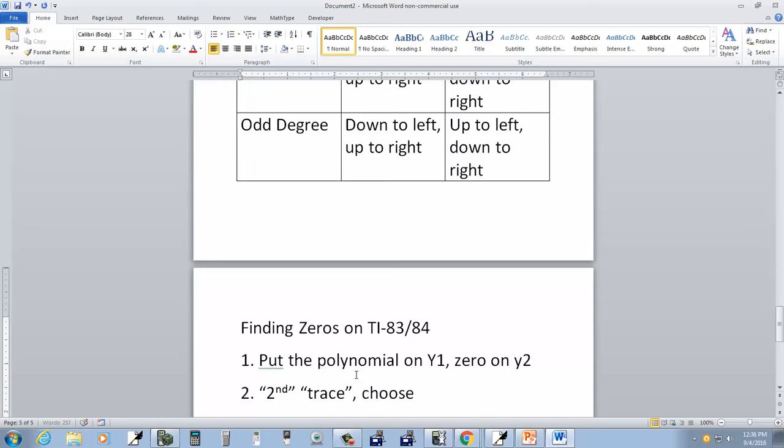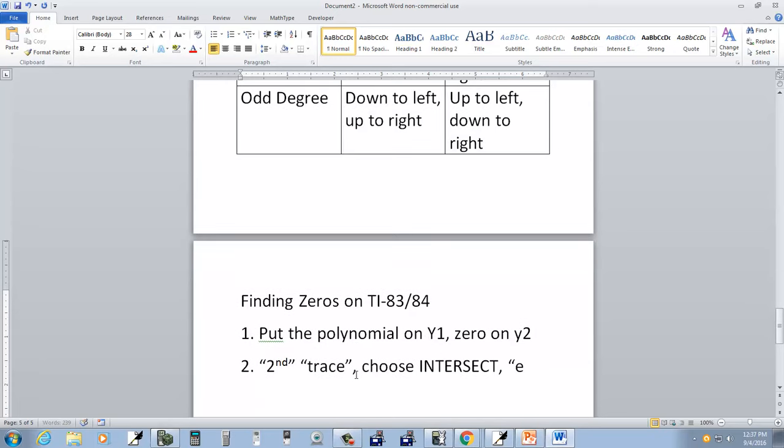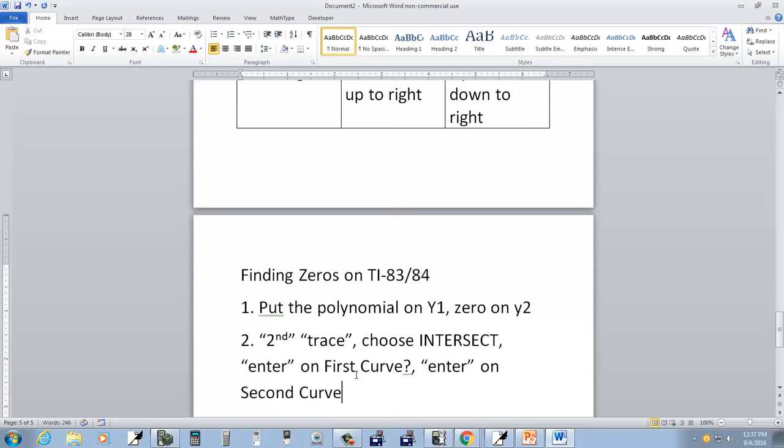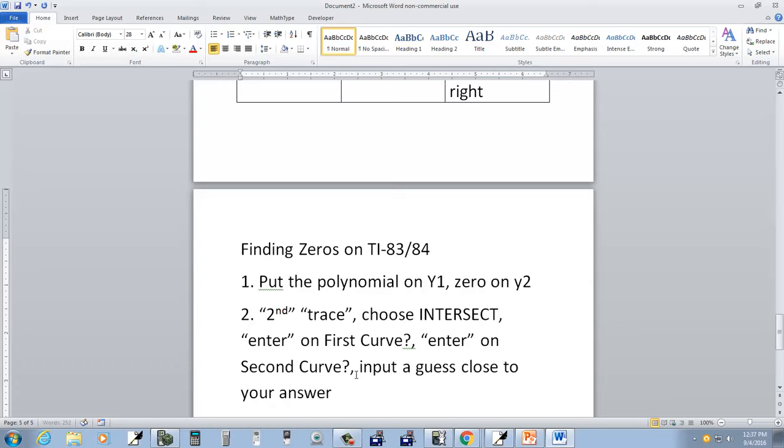You're going to choose intersect. Then you'll do enter on first curve. You'll do enter on second curve. Then you'll input a guess close to your answer, and press enter.